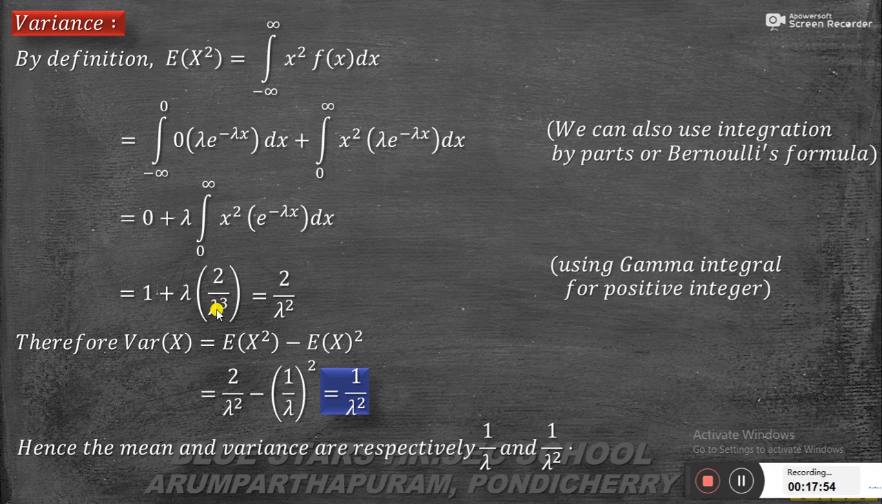So lambda cancelled, here 0. So 0 plus lambda cancelled, so 2 by lambda square. This is the answer for expectation of x square.